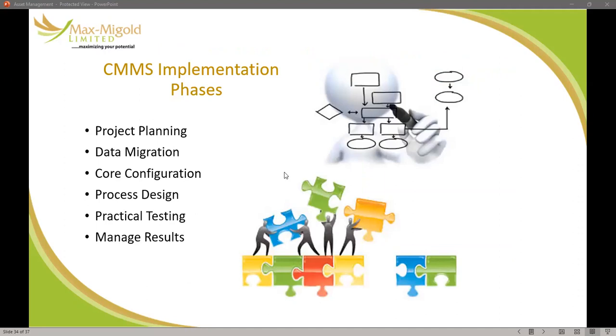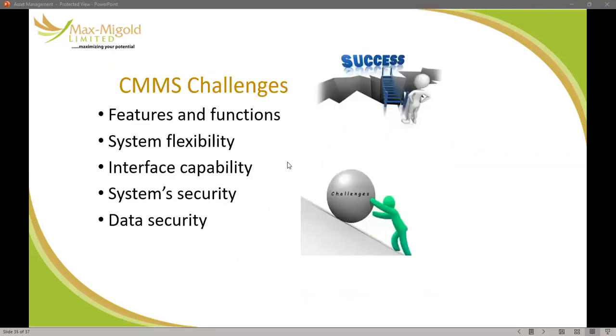So during the implementation phase of your CMMS, you do project planning, data migration, where you're migrating from the old system to the new system. You do core configuration, you do process design, then you do what we call practical testing. Then after practical testing, you manage the results. These are the steps you take when you are implementing your computerized maintenance management system.